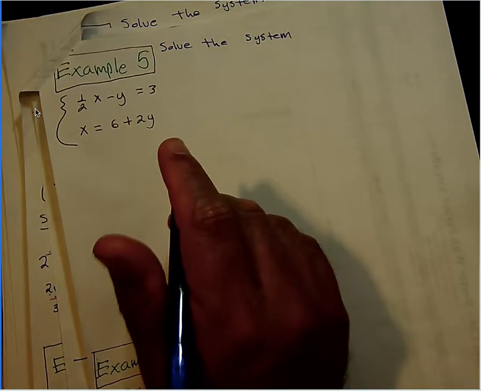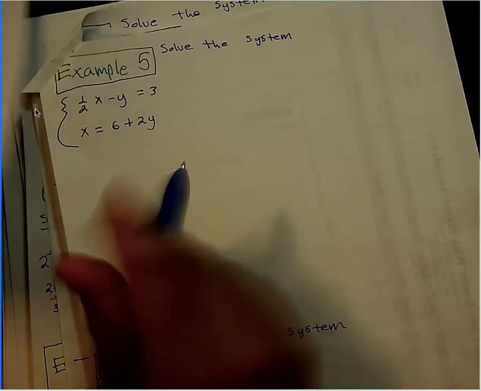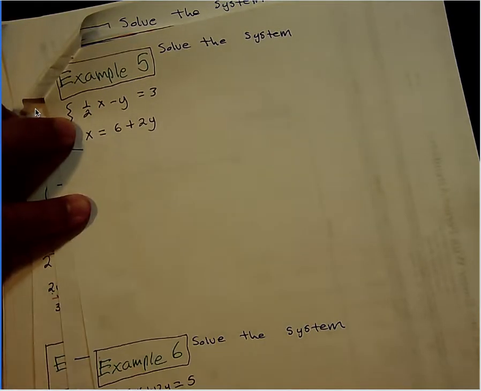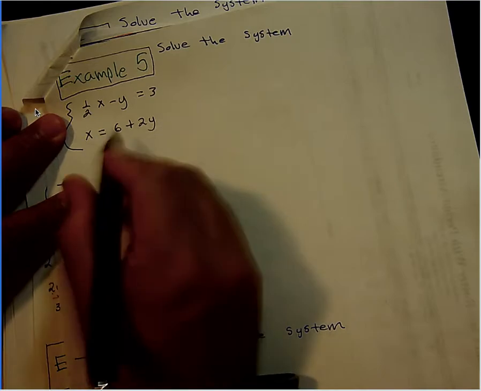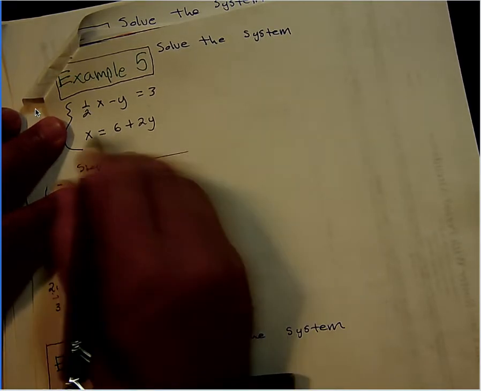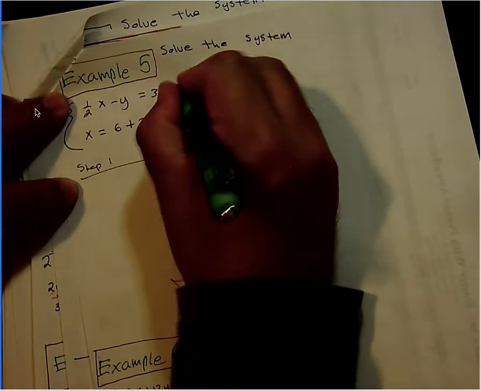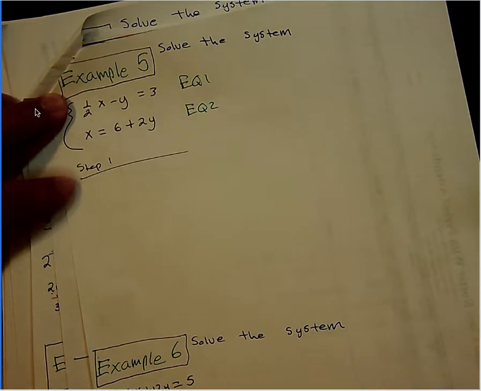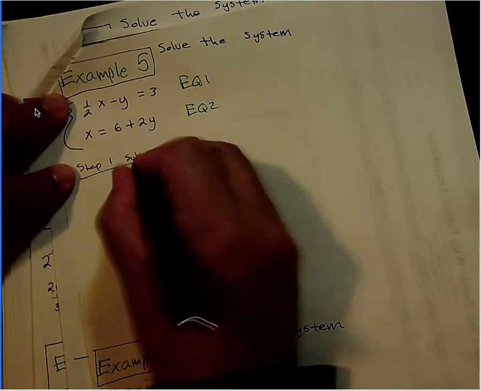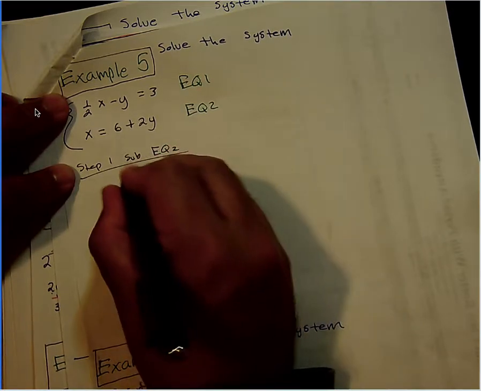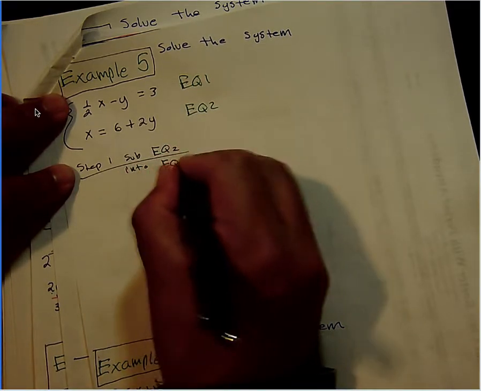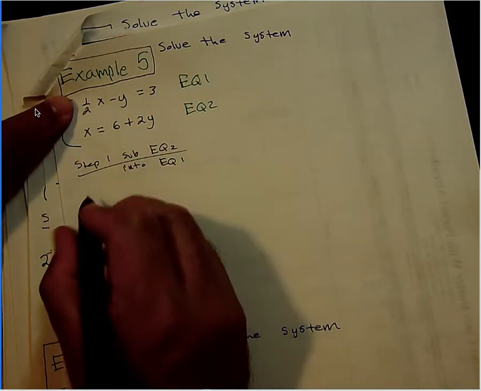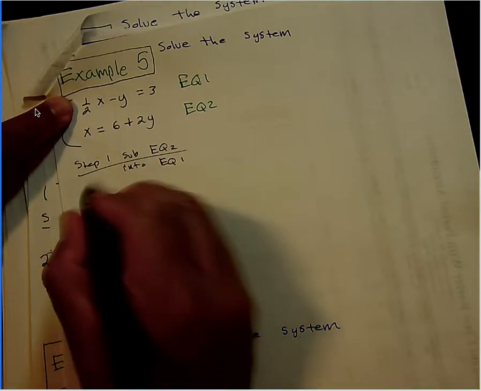So for example 5, we're going to do the steps. This is already solved for. So when something's solved for, all you have to do, so that's equation 1 and equation 2, is substitute equation 2 into equation 1. Right, equation 2 into equation 1. So copy equation 1. This is equation 1.